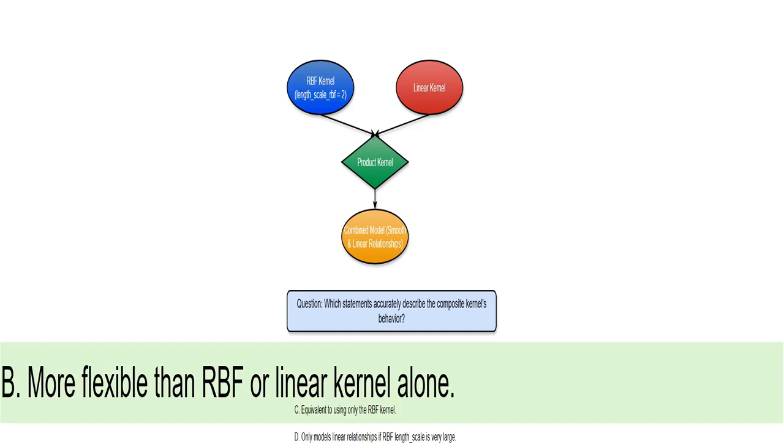This is the correct answer. By combining the RBF kernel's ability to model smooth, nonlinear relationships with the linear kernel's ability to model linear trends, the composite kernel becomes significantly more powerful. It can handle a wider range of data patterns. Think of it like this: an RBF kernel is like a brush with soft bristles for smooth curves, and the linear kernel is like a ruler for straight lines. Combining them gives you both tools, making the model far more versatile.